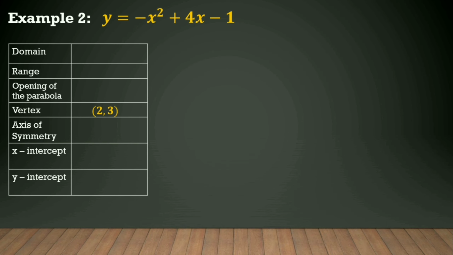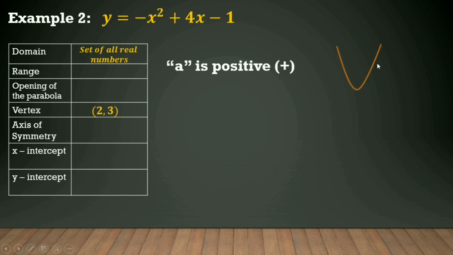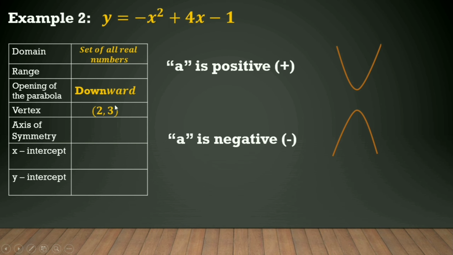Okay, next, let's answer the domain. So, again, the domain is the set of all real numbers. So, next, let's answer the opening of the parabola. Since wala tayong graph, magbe-base tayo doon sa value ng A natin. So, kapag ang A natin is positive, yung parabola natin, it opens upward. At kapag yung A naman is negative, it will open downward. So, dito sa equation natin, ang A natin is negative. Kaya, ang opening ng parabola natin is downward.